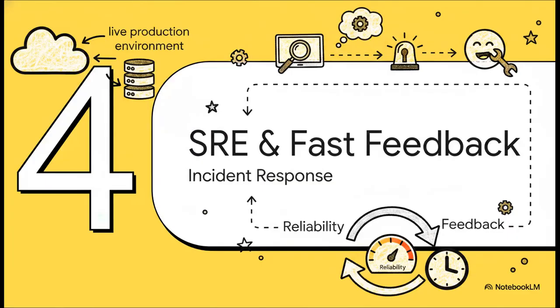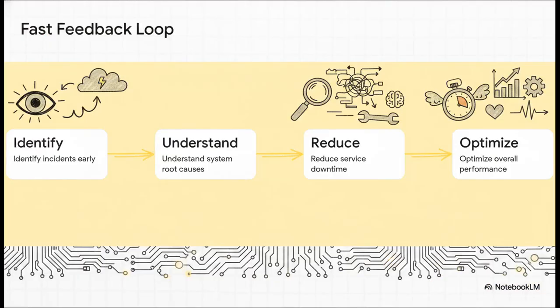Let's look at Section 4, SRE and Incident Response. Site reliability engineering heavily depends on observability to create these incredibly fast feedback loops. Step 1, identify incidents proactively. Step 2, understand root causes immediately using distributed traces. Step 3, reduce downtime, your mean time to recovery, by applying targeted fixes instead of just guessing. And Step 4, optimize overall performance. Basically, the faster you understand system behavior through telemetry, the faster you recover from production outages.